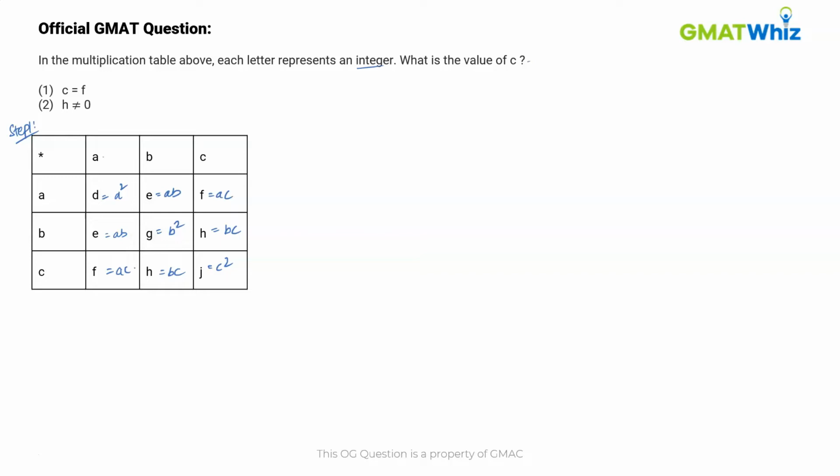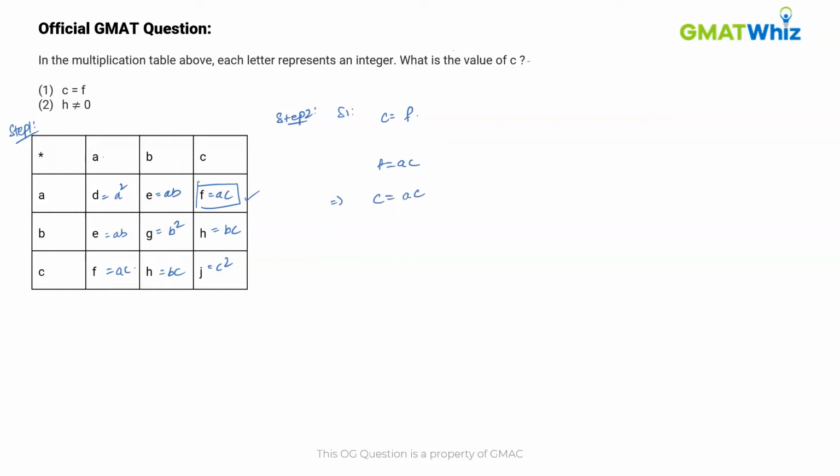Now, let's move on to step 2 and analyze statement 1. In statement 1, we have that C is equal to F. From the table, we can see that the value of F is equal to AC. Now, when we substitute the value of F here, we get C is equal to A times C.